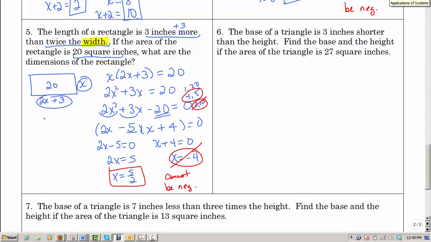Okay, but that's just x. I need 2x plus 3. So 2 times x plus 3. What happens to those 2's? Yay, they reduce out, and you get 8. So the dimensions are 8 and 5/2. Should say inches. I'm not going to take off for that.